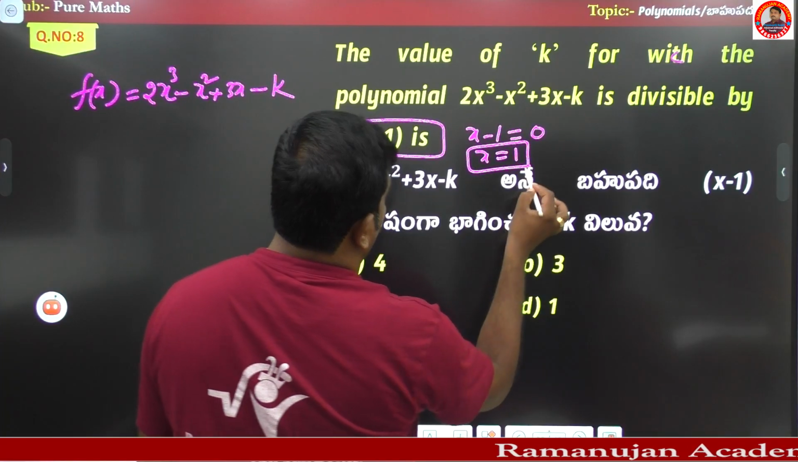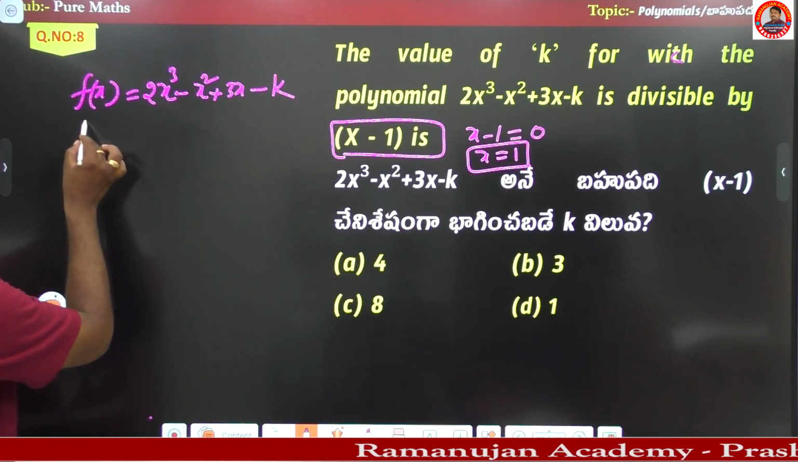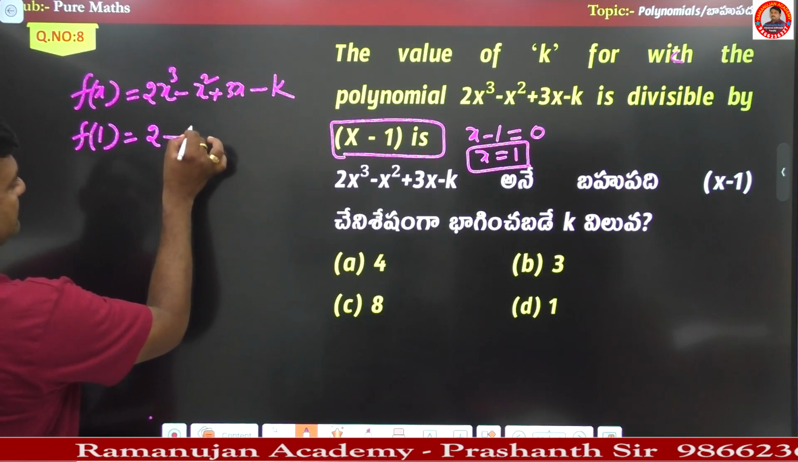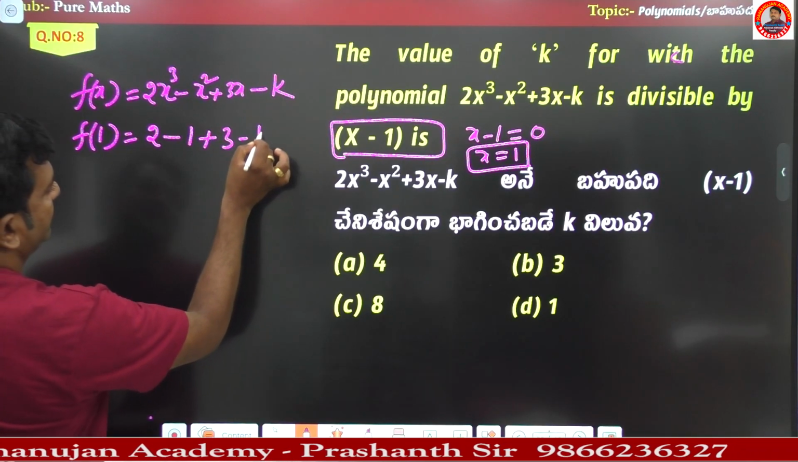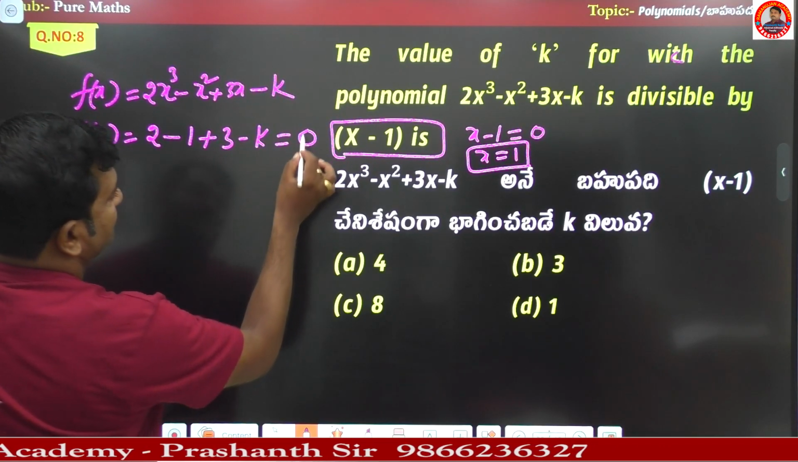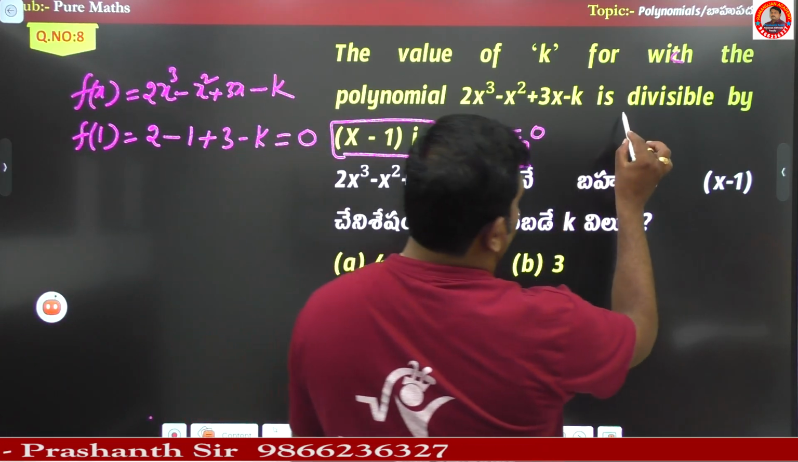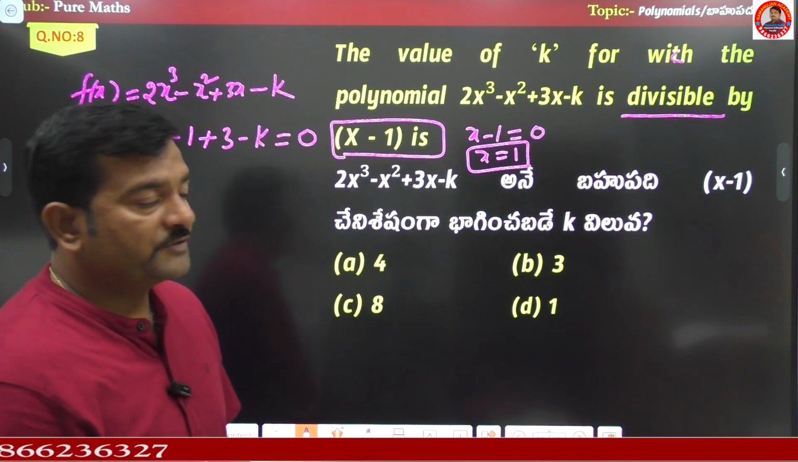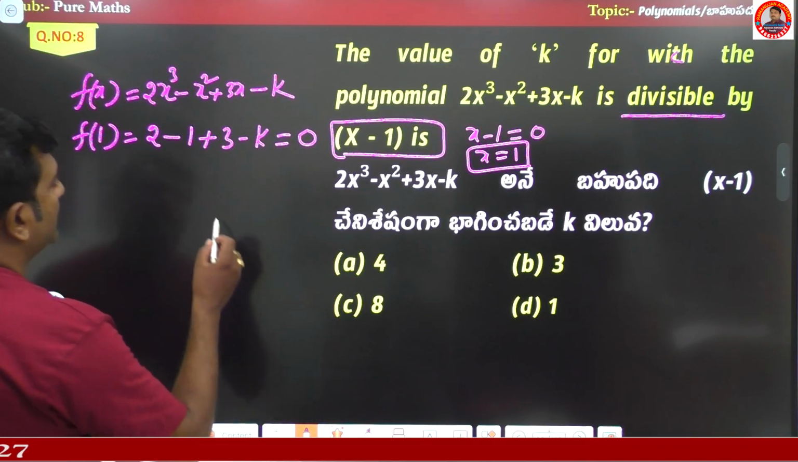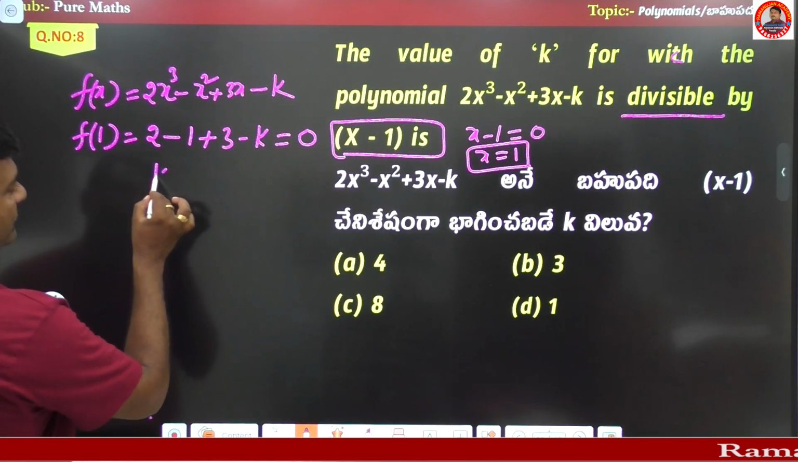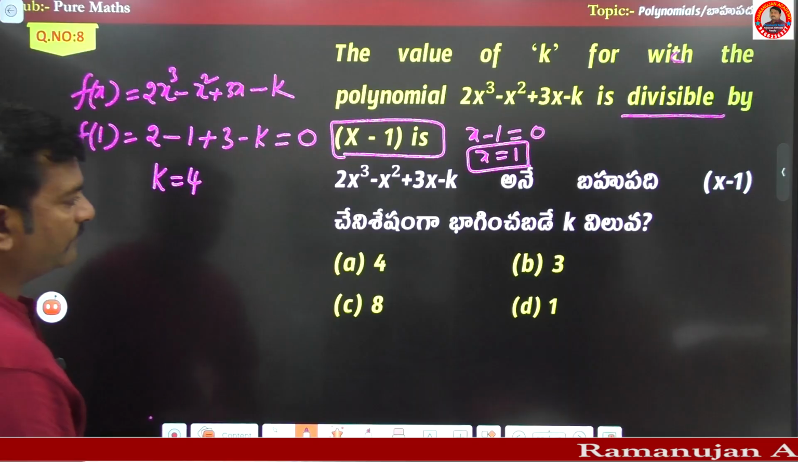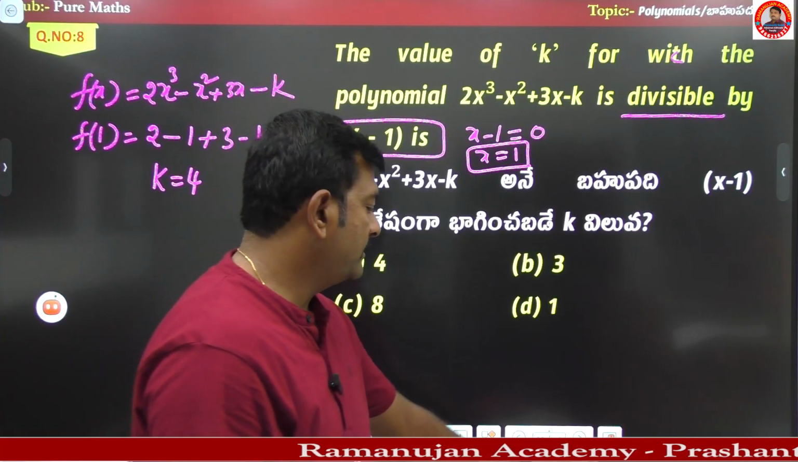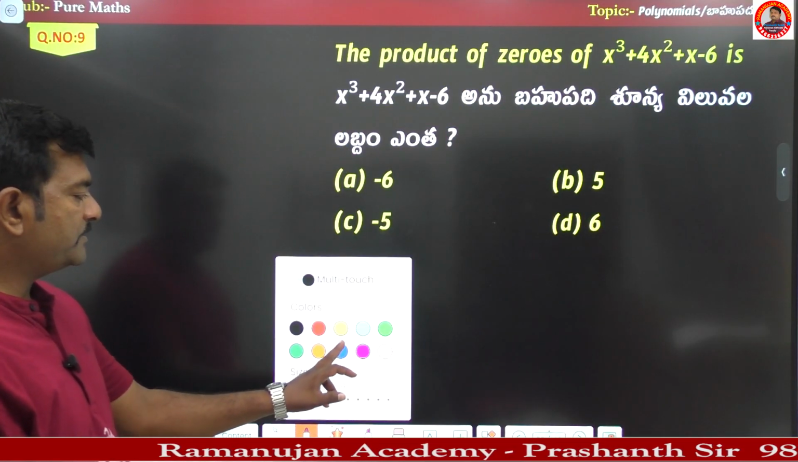Therefore x is equal to 1. Wherever x is there, we should put 1. We are finding the f of 1 value. So 2 into 1 cube means 1, 1 square means 1, 3 into 1 means 1, again minus k. Now, since it is divisible, you must know the meaning of this word divisible. Divided by means you are going to get some remainder, whereas divisible means exactly divides, which means remainder equal to 0. F of 1 is equal to 0. So here 5 minus 1 means 4. Therefore k is equal to 4. He asked to find the k value, therefore k value is 4. That's all. Next question.